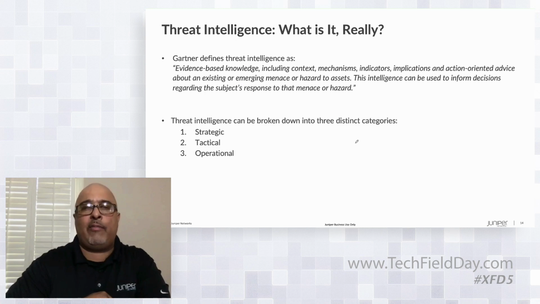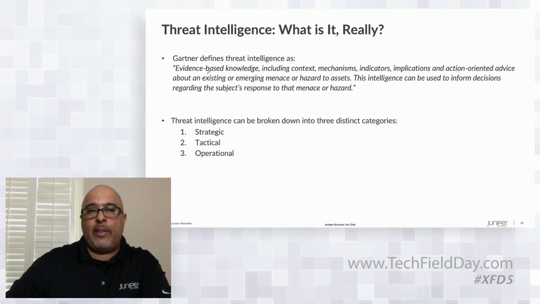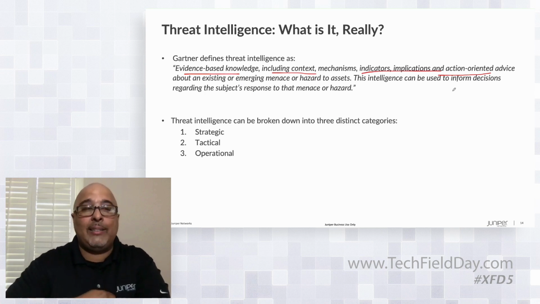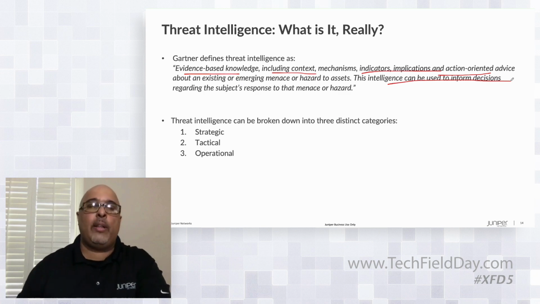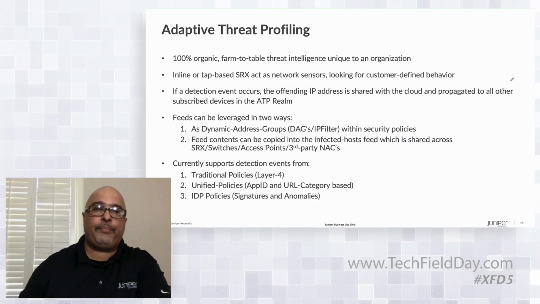And when you work with a lot of writers like I do, the definition of words means a lot. So threat intelligence, according to Gartner, is evidence-based knowledge, including context, there's that word again, mechanisms, indicators, implications, and action-oriented advice about an existing or emerging menace or hazard. I'm not going to read the whole slide, but I did want to include this one. The intelligence can be used to inform decisions. And that's what we're talking about with adaptive threat profiling.